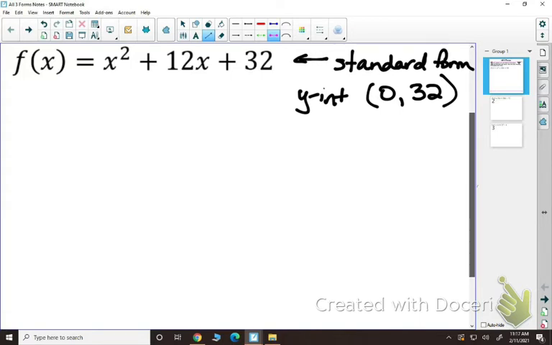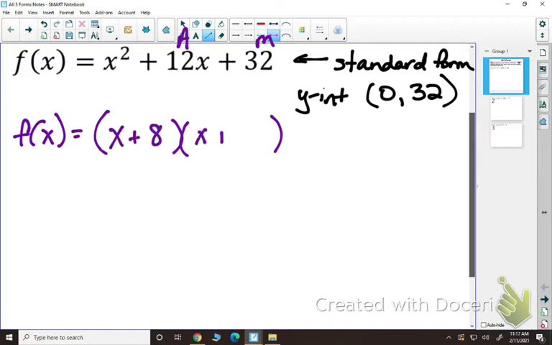Okay, so next up, let's do factored form. To do factored form, we're going to factor this quadratic. Remember, we're looking for what two numbers multiply to give me 32 and add to give me 12. So I'll just write here a little bit while you're thinking. So again, what multiplies to give me 32 and adds to give me 12? Hopefully you're thinking 8 and 3. So this would be x plus 8, x plus 3, or if you want to do x plus 3 first and x plus 8 second, that's fine. So again, this is the factored form.